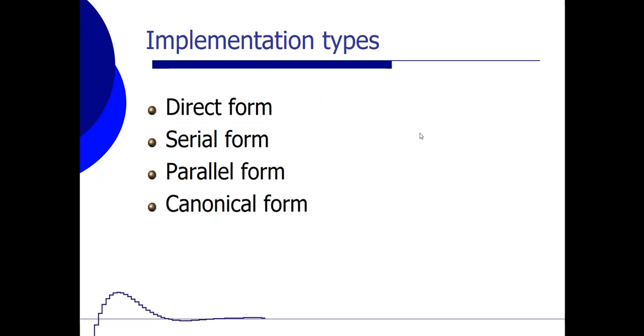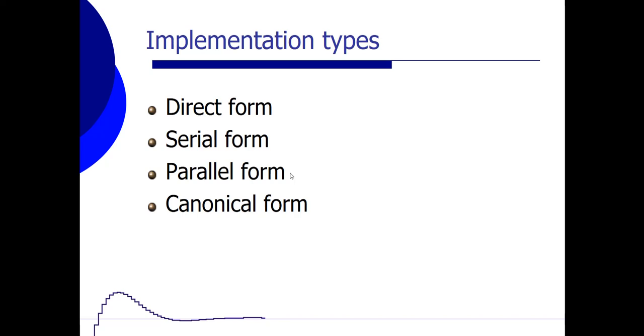Well, there are a couple of implementation types. We have the direct form, the serial form, the parallel form, and the canonical form. And the direct form as well as the canonical form are the two implementation types which are used more commonly. But we will also discuss the serial form and the parallel form.